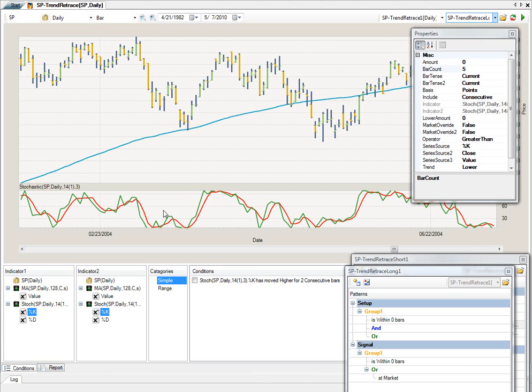So what I have in front of us is an S&P chart. It's a daily bar chart of the S&P with a 128 bar moving average and stochastics applied to the chart. Now what I am looking for is the long-term trend and then a retracement of that long-term trend. So the long-term trend is represented by the 128 bar moving average, and then a retracement is basically any move down in price action during that longer-term trend.